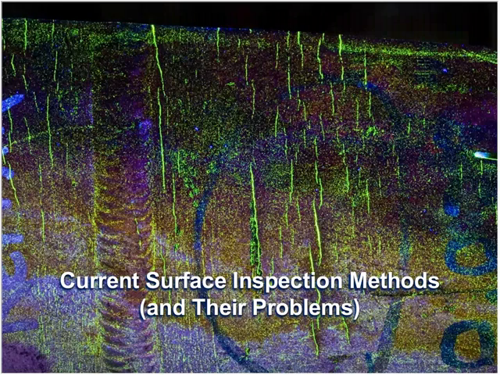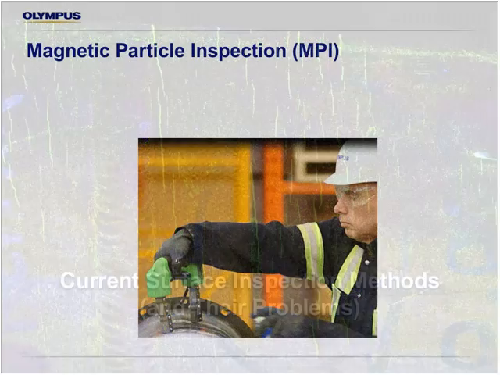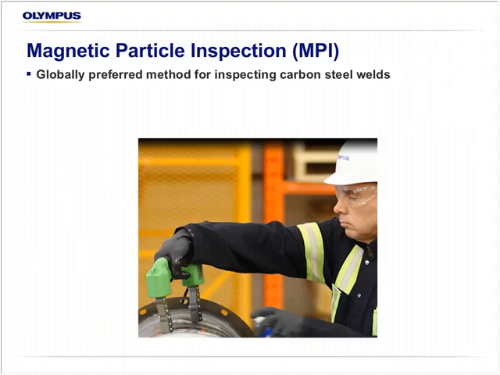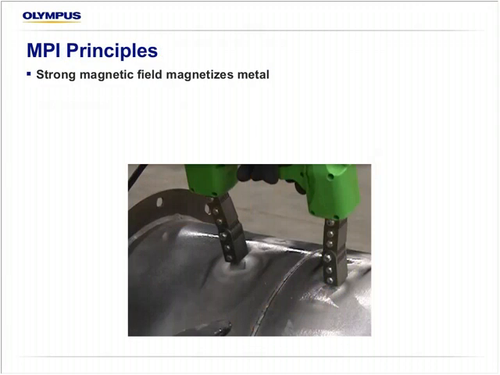So, briefly, let's start with a recap on the current surface inspection method problems, or known problems in the industry. Starting with magnetic particle inspection, or MPI, basically it's the globally preferred method for inspecting carbon steel welds today. It's very good for surface breaking defects. MPI uses a strong magnetic field to magnetize the metal, so the particles attach to the discontinuities.